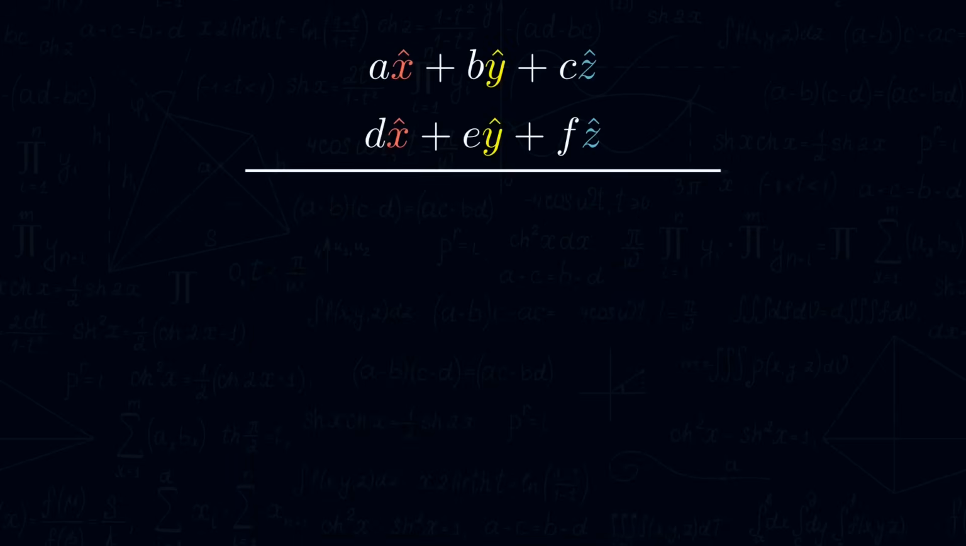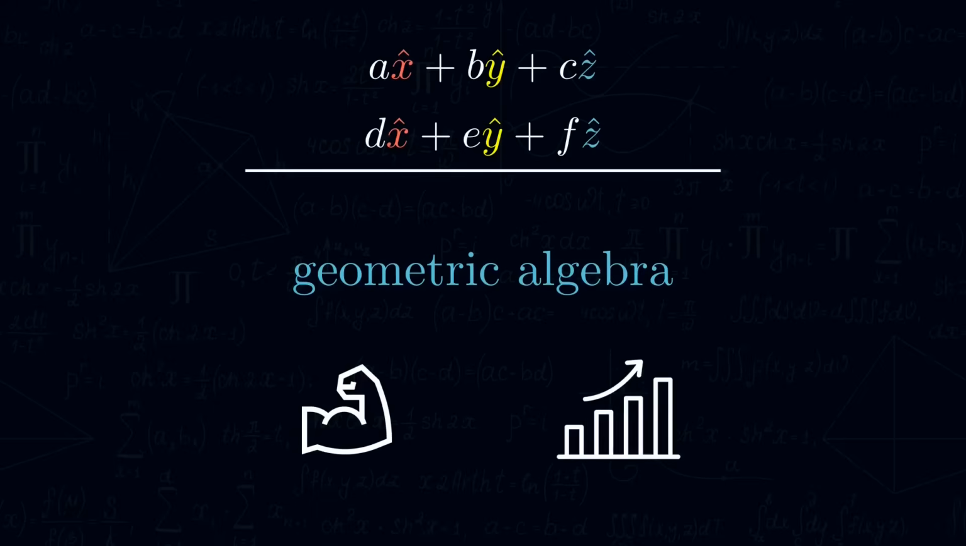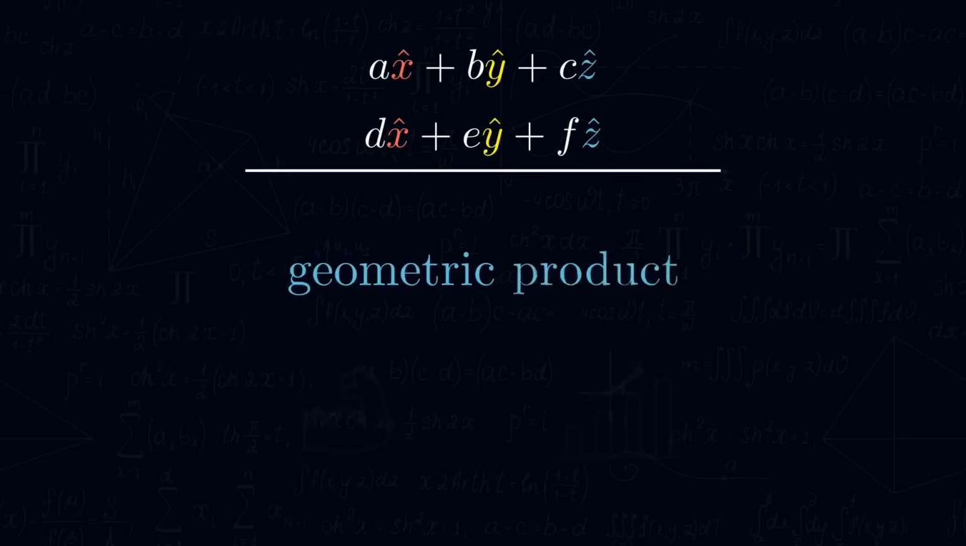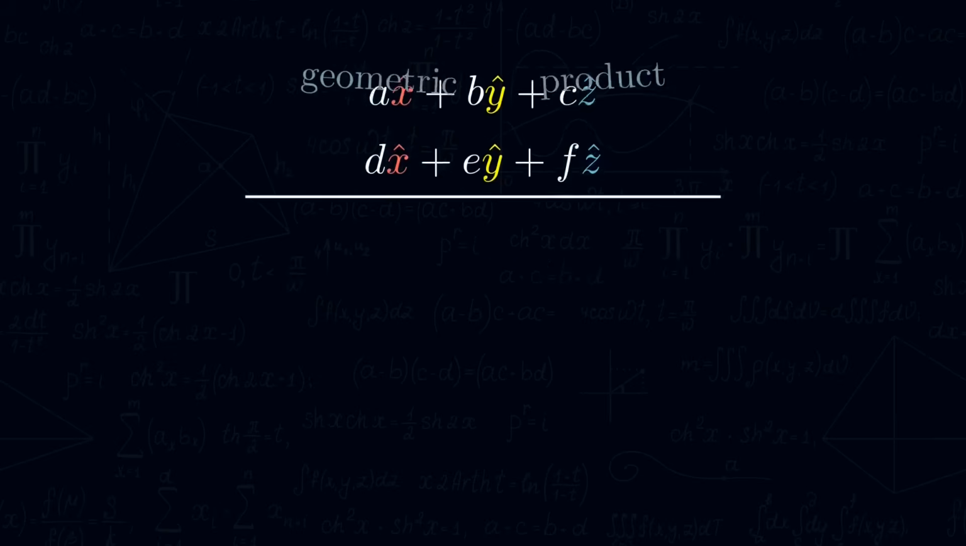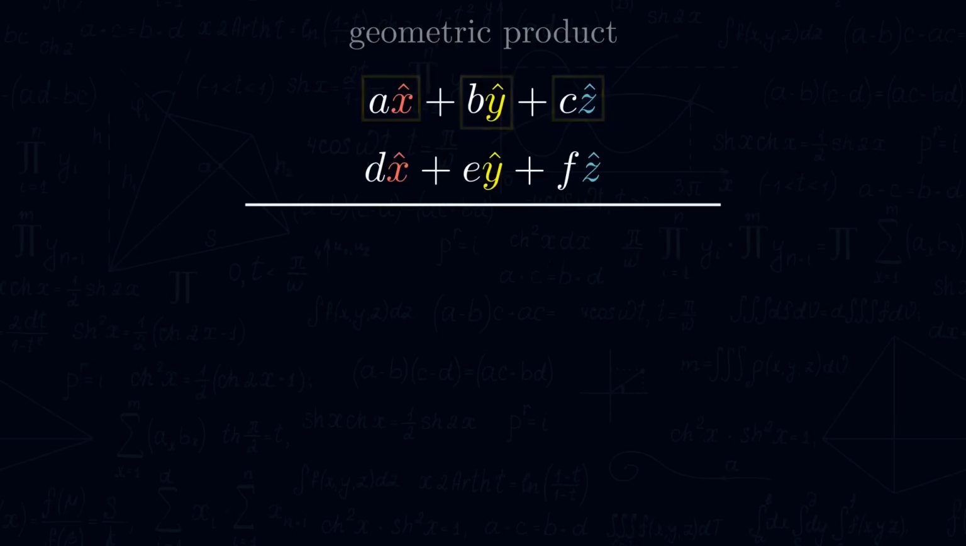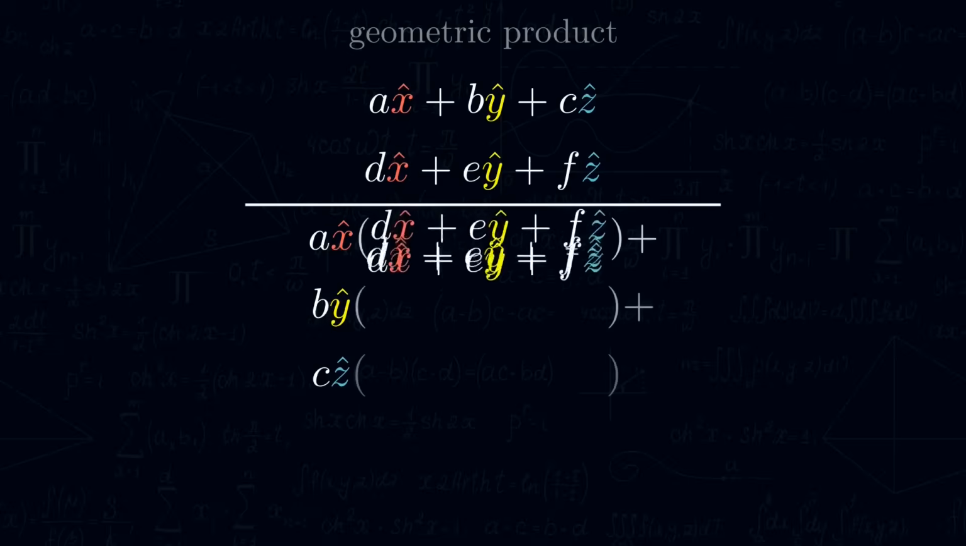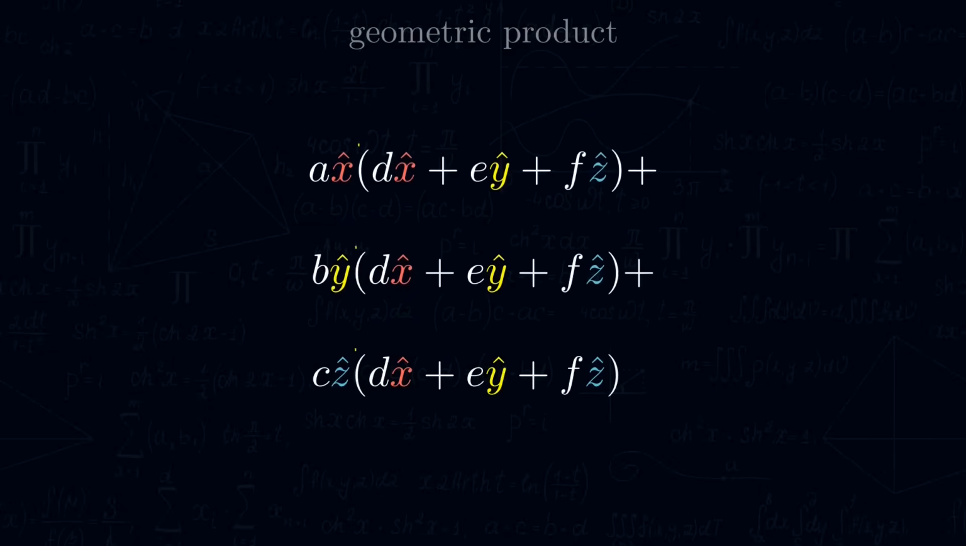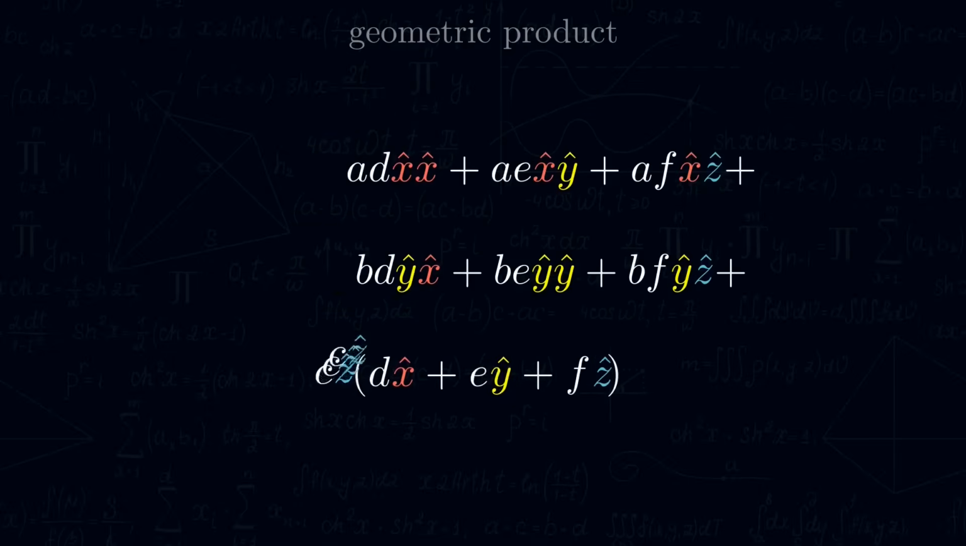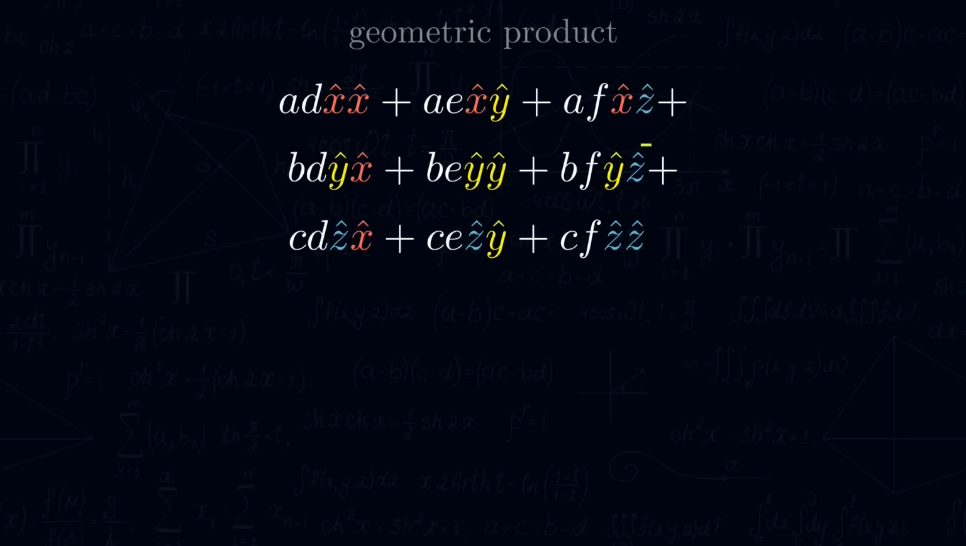Now, if you've never heard of geometric algebra before, you're in for something great. It's one of the most powerful and underrated branches of math. At its core is something called the geometric product, and it's the key to almost all the simplifications we'll see. It's super easy. Take the 3 components of the first vector and multiply each by the second vector, like standard multiplication. Then distribute those products, again, just like regular algebra, except this time, remember, order matters.